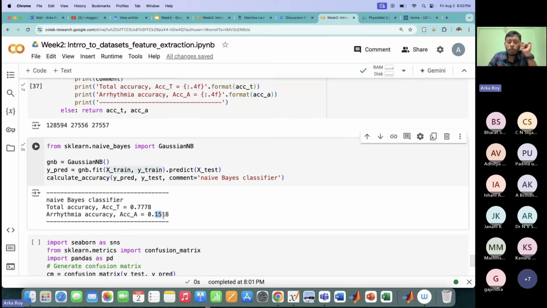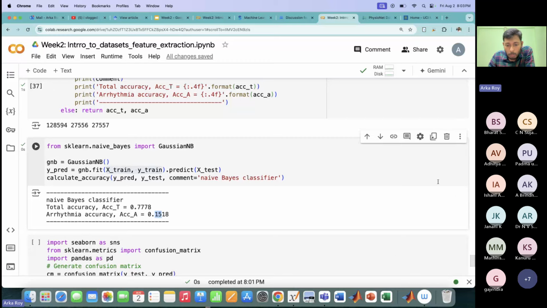So what would be the confusion matrix shape? What would be the shape of the confusion matrix? You have a 3-class classification problem. So what would be the confusion matrix shape? Yes, anyone? Sir, I didn't understand the question.